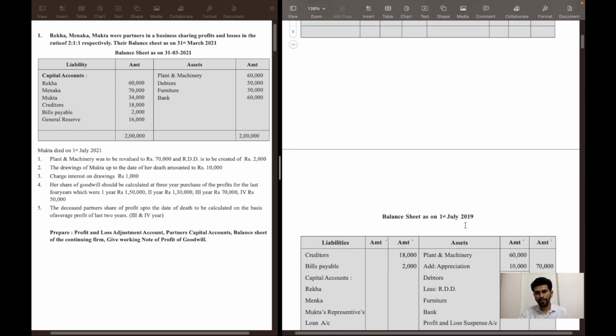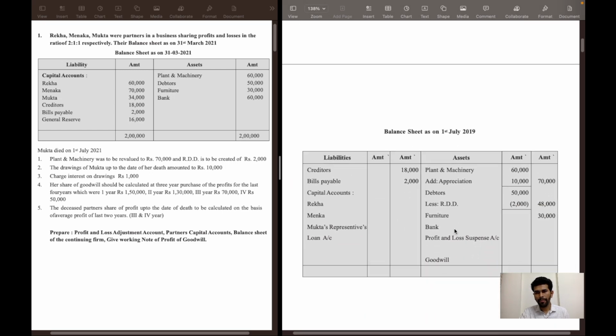So bank account, the amount is 60,000 rupees. Opening balance is 60,000 rupees less the amount of drawings 10,000 rupees. The amount will be 50,000 rupees bank balance.